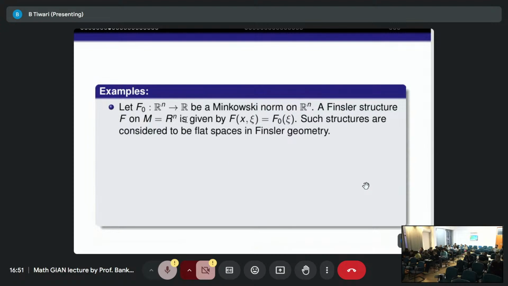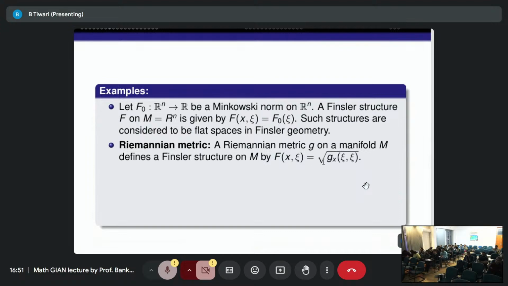Now, here are some examples. Suppose F0 is a Minkowski norm on Rn, and at every point you just translate this Minkowski norm. So this function f from the tangent bundle of Rn to R is defined as F0 of chi. You don't care about the point x. So everywhere you have just like the Euclidean metric. You have the same Minkowski norm at every tangent space. Such structures are considered to be the flat space in Minkowski geometry.